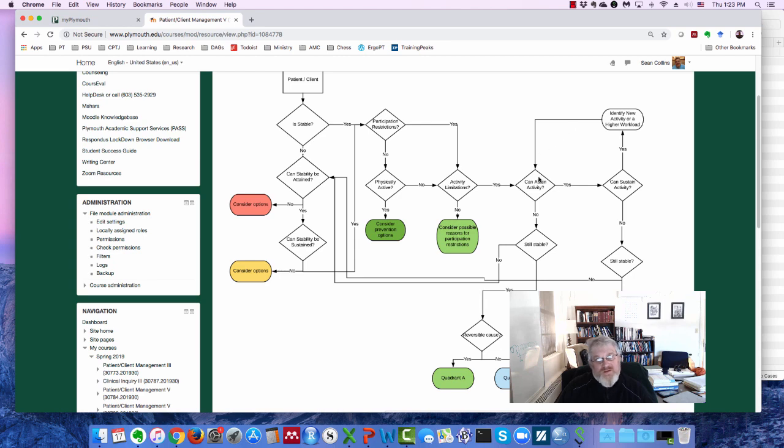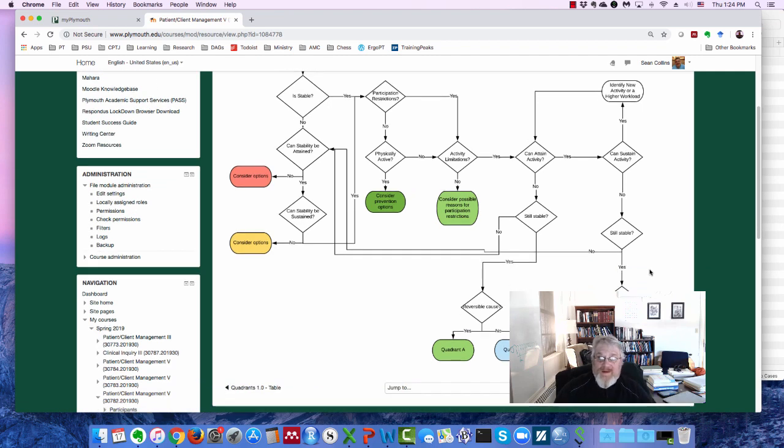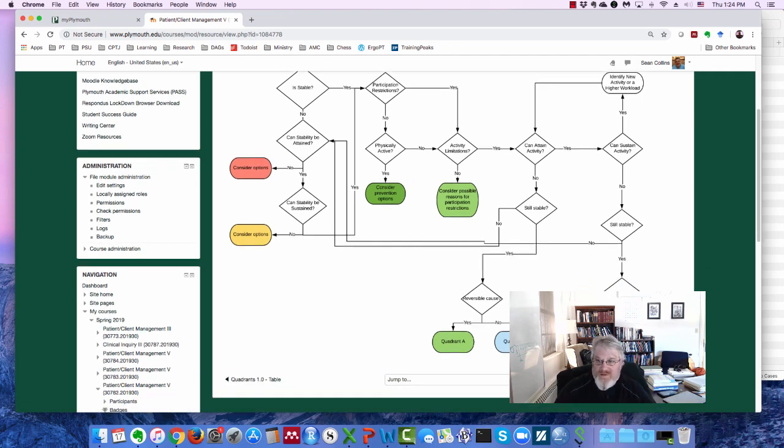I mean, not infinitely. I know I have it written here as a potentially infinite loop, but all models are wrong. Some are useful. This may be a little bit useful. If they cannot sustain the activity, then you have to ask whether they're still stable, having tried that activity. And then if they are still stable, then we have what is the cause of this inability to sustain. And if it's a reversible reason, then we have quadrant C, and if it's irreversible, we have quadrant D.